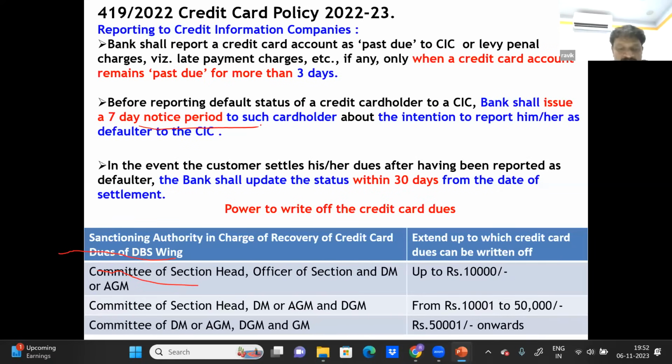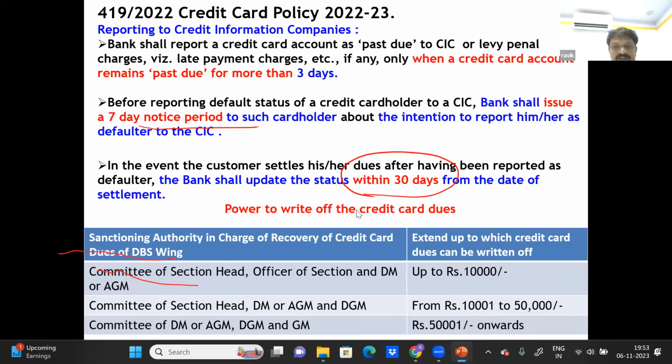Okay. Then in the event of customer settling his dues after having been reported as a defaulter, the bank will update the status again to CIC within 30 days from date of settlement. If somebody's credit card dues are there, they came, they cleared everything. Within 30 days, you have to report to CIC. Maybe he might have applied for some loan and all. They are asking. So within 30 days, we have to update.